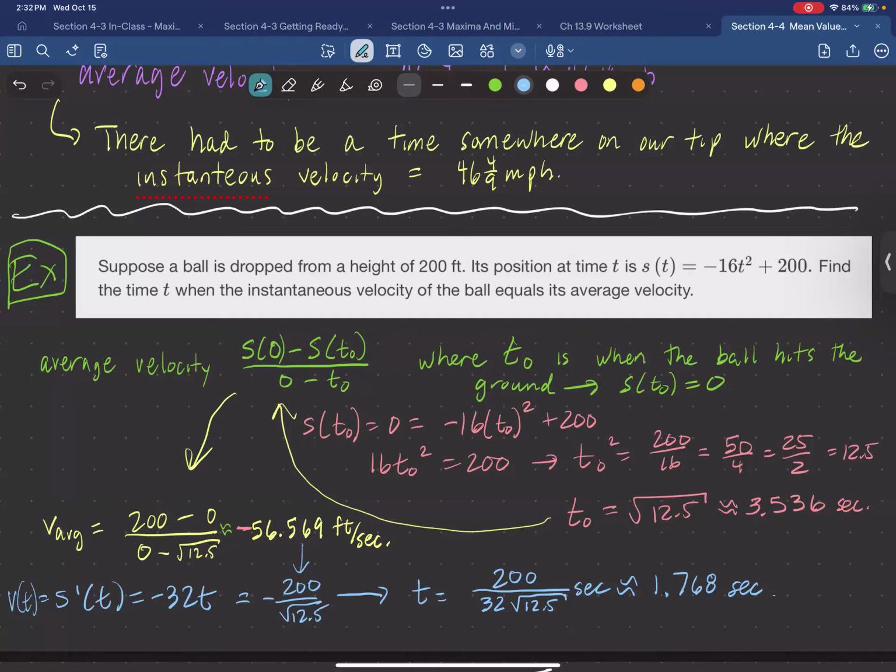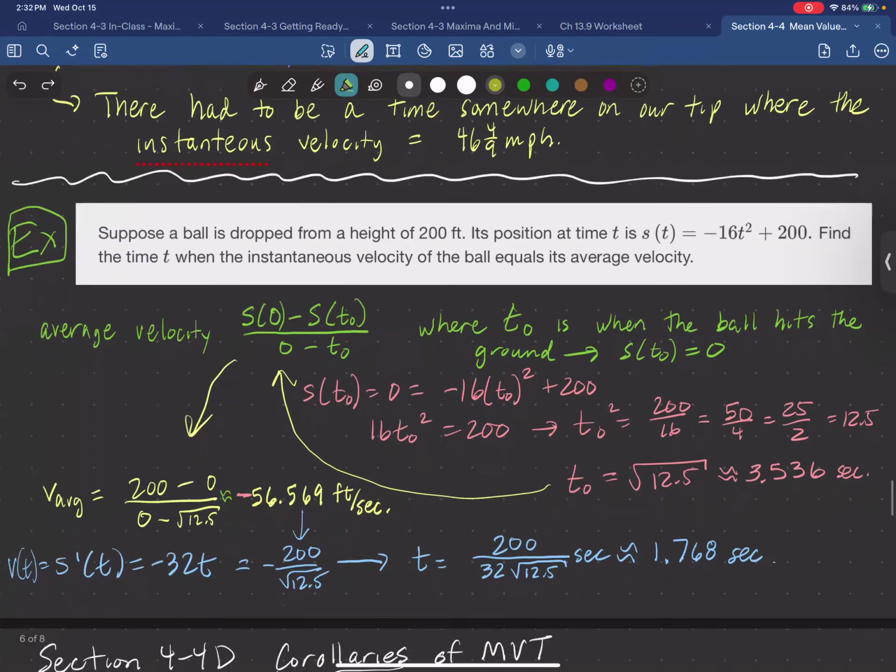We get an exact value, but that's completely useless. So I calculated it's approximately 1.768 seconds. That's definitely between 0 and 3.53. So we found the time when the instantaneous velocity equals the average velocity of the falling ball.